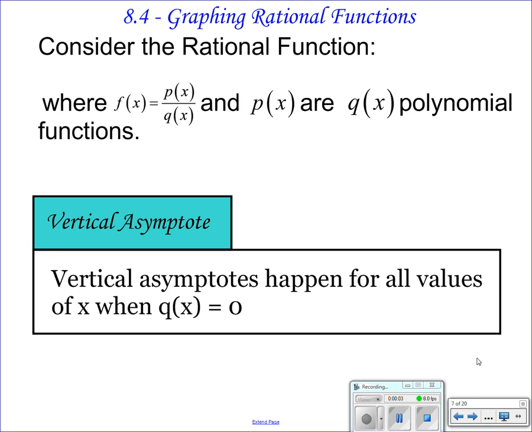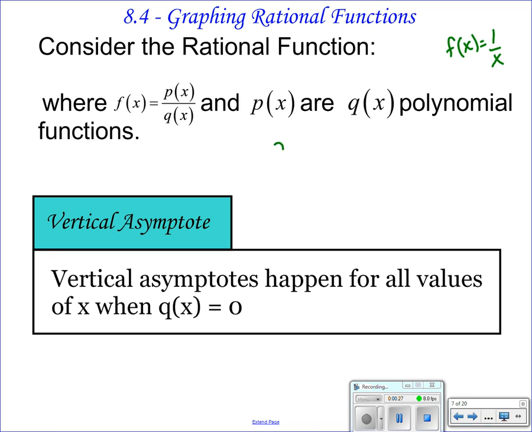Today we're going to be talking about graphing rational functions. Yesterday we graphed the function 1 over x, and we talked about shifts of those. There are also other types of rational functions. For example, consider the rational function where f of x is a polynomial on the top over a polynomial on the bottom.